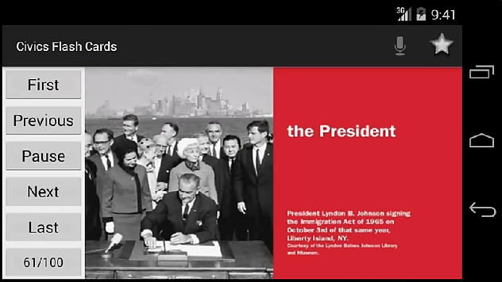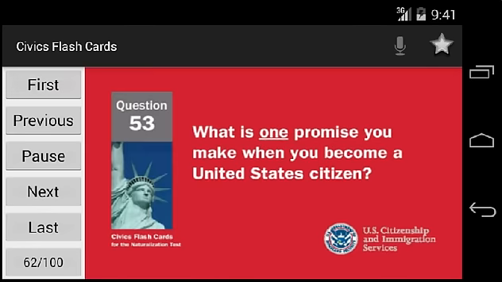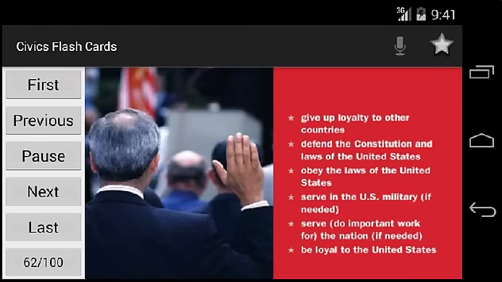The president. What is one promise you make when you become a United States citizen? Give up loyalty to other countries. Defend the Constitution and laws of the United States. Obey the laws of the United States. Serve in the U.S. military if needed. Serve, do important work for the nation if needed. Be loyal to the United States.